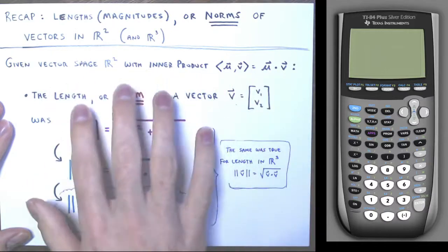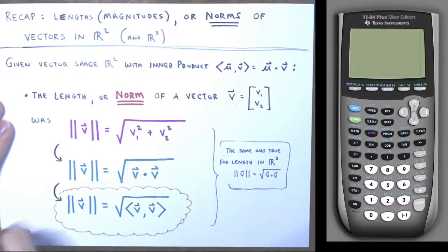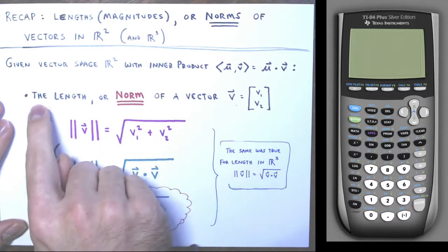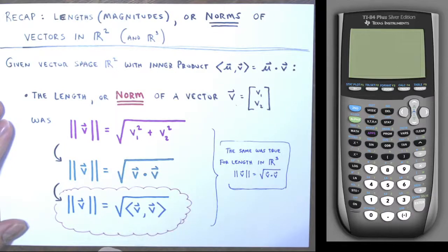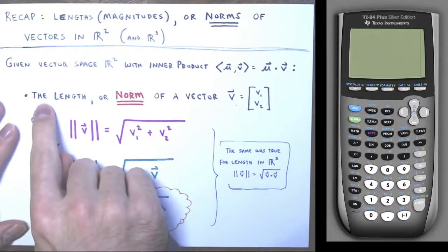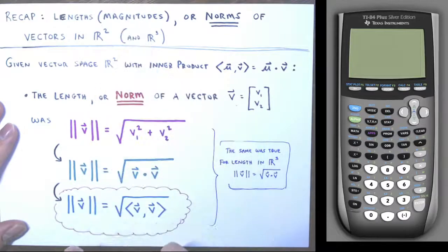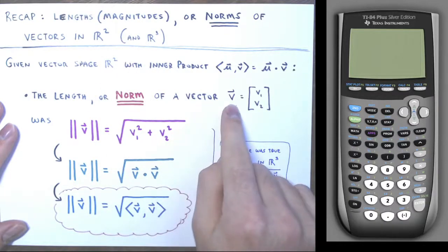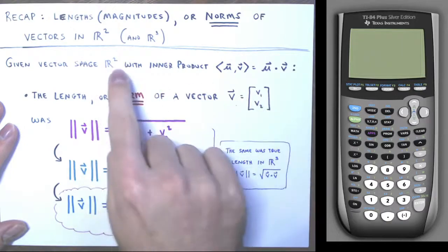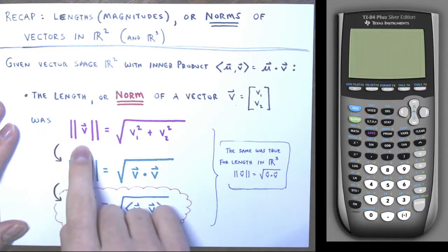And again, all this same stuff I wrote here would hold for R3, just add one more component. So in R2, with the dot product as its inner product, when you think of R2 as an inner product space, the length or norm or magnitude of a vector, say vector v with two components, I'm sticking to R2 here, v1 and v2, was defined this way.